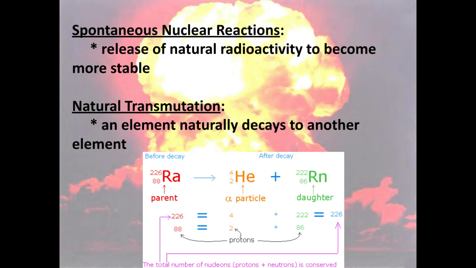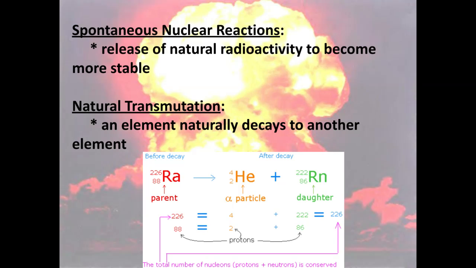So we can see here, we have radium. Now the top number is the mass number. The bottom number is the atomic number or number of protons. If Ra gives off an alpha particle, that is a 4,2 alpha or 4,2 He. So it has a mass of 4 and a charge of 2, or 2 protons, because they have a positive charge. That means it's turning into Rn-222.